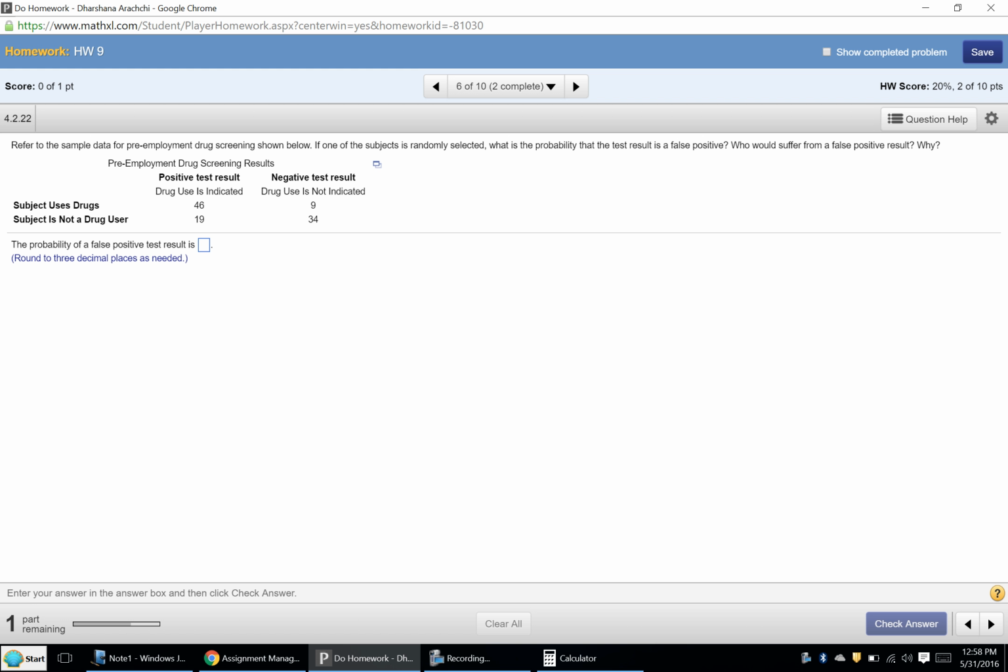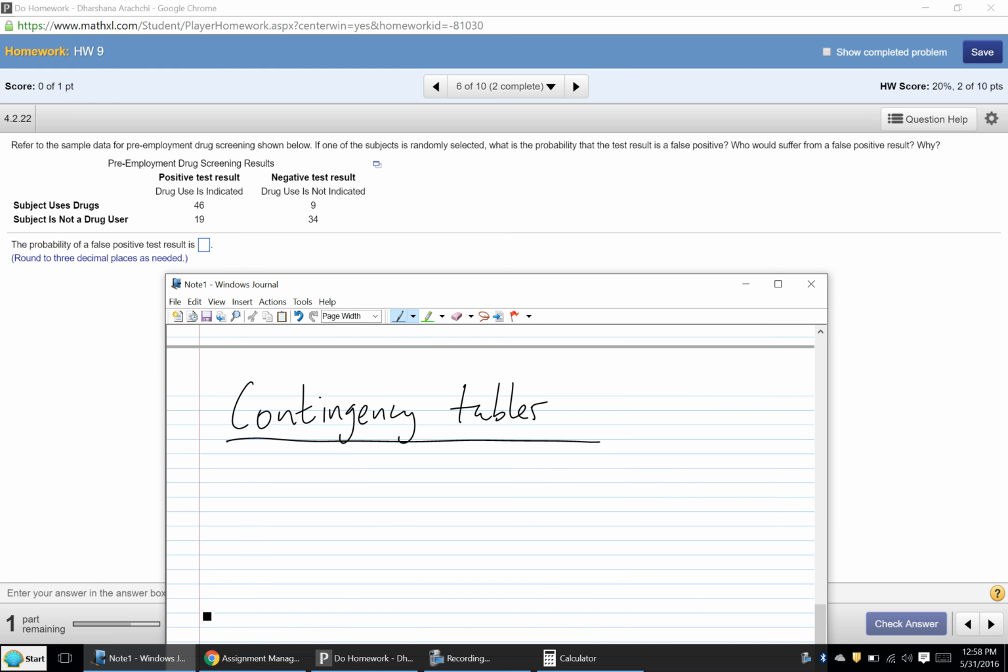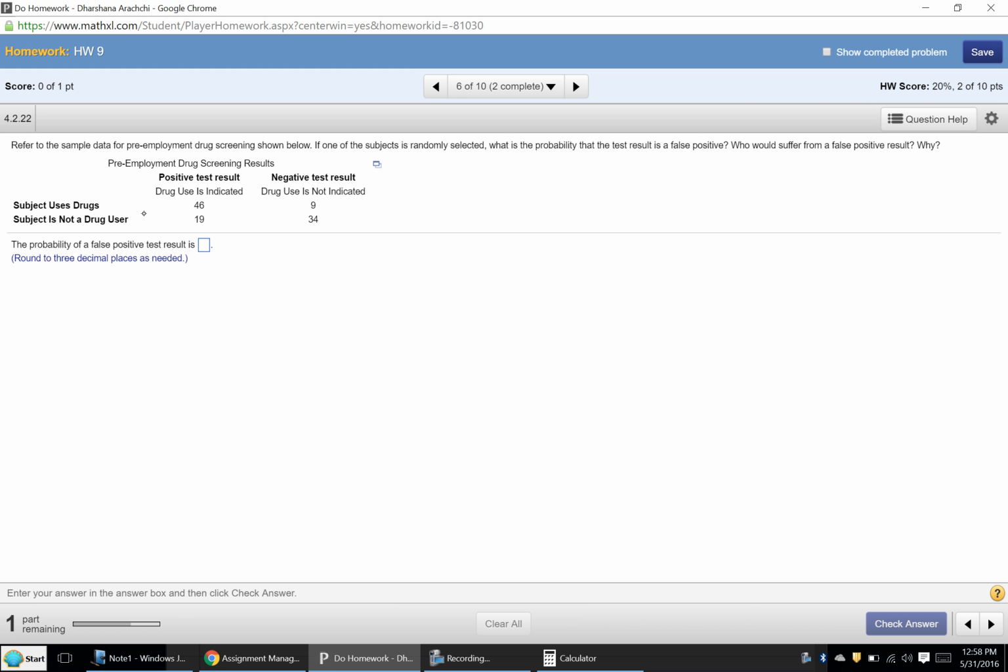Okay, now let's see the probability. Say we want to find out the probability of false positive, right? False positive means they are not using drugs, but the test indicates they are drug users. So how many false positives here? 19 false positives, right? Positive, but they are not drug users. So 19, right?